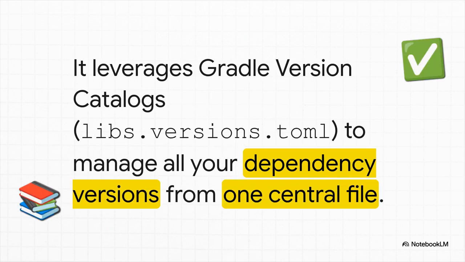Now, this is where it gets really, really powerful. Your convention plugin doesn't have hard-coded versions. Nope. Instead, it plays perfectly with your Gradle version catalog, that libs.versions.toml file. This means you get a single source of truth, not just for your build rules, but for every single dependency version across your entire app. Say goodbye to version conflicts.